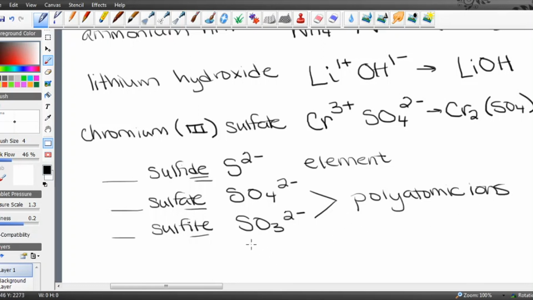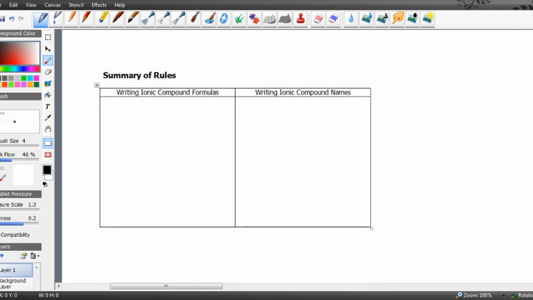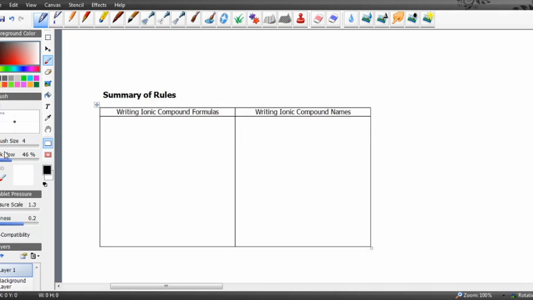And unfortunately, there are 2 polyatomic ions that end in "ide," and those are hydroxide and cyanide. But most of the time, if it ends in "ide," it's talking about the element. Okay. Should we summarize all of those rules into one nice, neat, easy little chart? Let's see if I can write small enough to fit in here. I probably should have copied and pasted over a bigger chart.